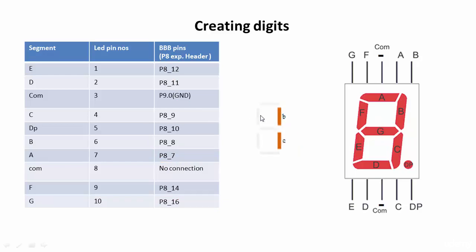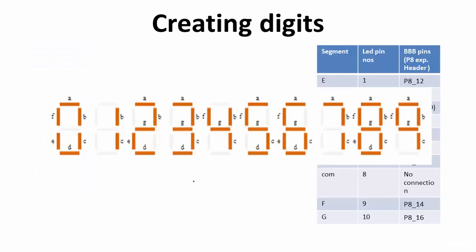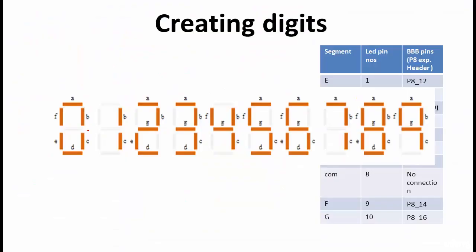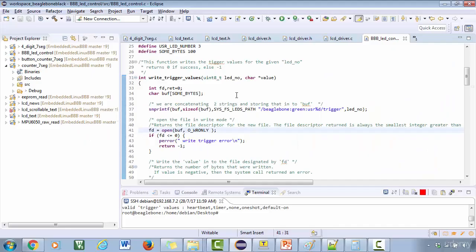Let's say I have to display 1, then I have to pull B and C high. That means I have to pull this one, and C, this one, high, and the rest of the GPIOs must be pulled low. We'll see how we can do this using our C application. By driving the appropriate GPIOs high or low, you can print 0 to 9. Alright, so I hope you understood the concept, and don't worry, while we do the coding, you'll understand more.